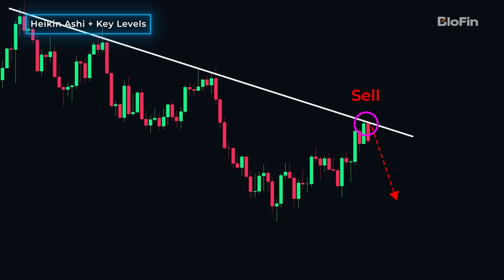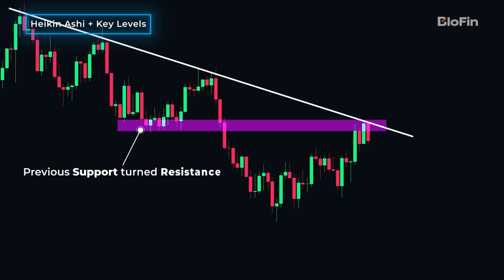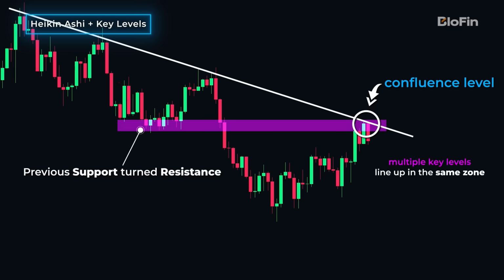But if you watch closely, you can actually spot another key level here, a previous support level that has now turned into a resistance level. And in the past, price has reacted to this level as well. This is called a confluence level, which is when multiple key levels line up in the same zone. This is the strongest type of key level, so the chance of price rejecting is much higher.